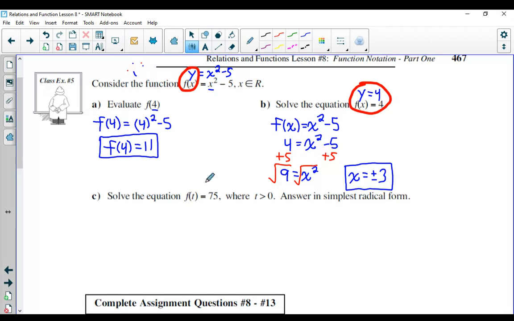So we'll box that. C says solve the equation f of t is equal to 75, where t is greater than 0. Answer in the simplest radical form. Okay, let's see what happens here. First things first, it says f of t. So I'm going to rewrite this equation in terms of t instead of x. Your equation starts off as f of x is equal to x squared minus 5. Now, f of t means evaluate the equation when x is t. So all I do here is replace x with t. So f of t is t squared, subtract 5.